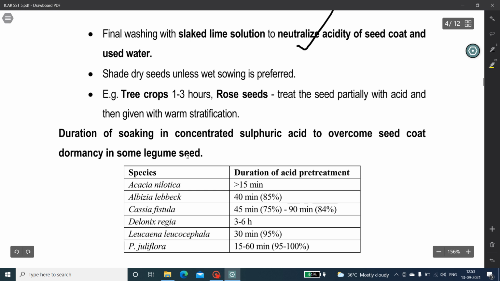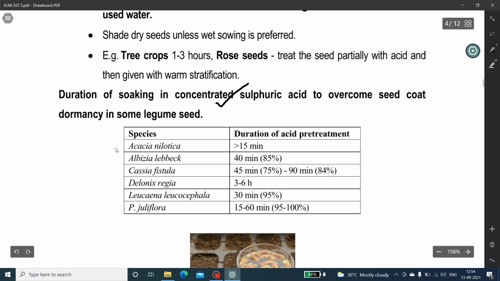And in this table, we have given the duration of soaking in concentrated sulfuric acid to overcome the seed dormancy. In some leguminous tree seeds like Acacia nilotica, the duration of acid pretreatment is greater than 15 minutes. In case of Albizia lebbeck, the duration is 40 minutes. 85% accuracy is obtained. And in case of Cassia fistula and Delonix regia and so on, kindly go through this table.